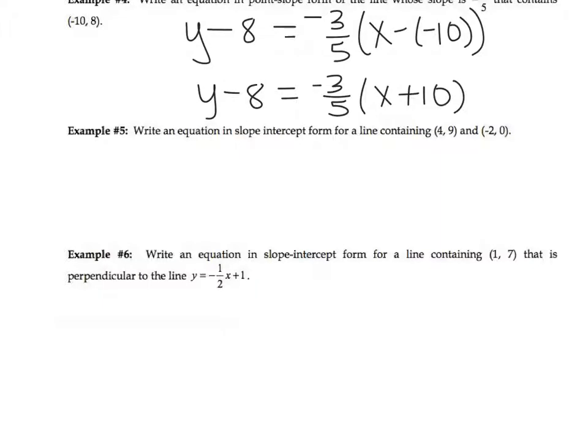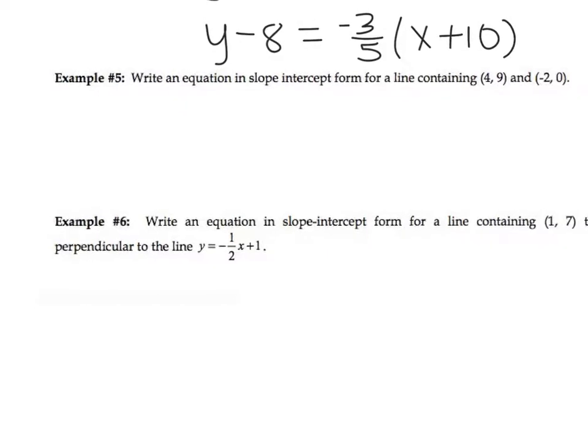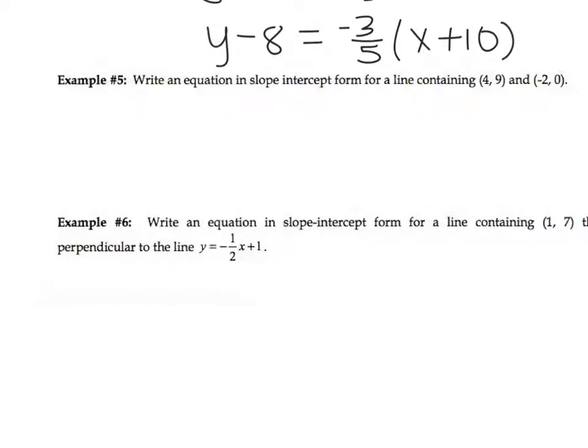So let's write an equation in slope-intercept form for a line containing the points 4, 9, and -2, 0. So the nice thing is that there's only ever one line that passes through 2 points, so we don't have to worry about there being multiple possibilities for an answer here. So let's go ahead and find the slope first.